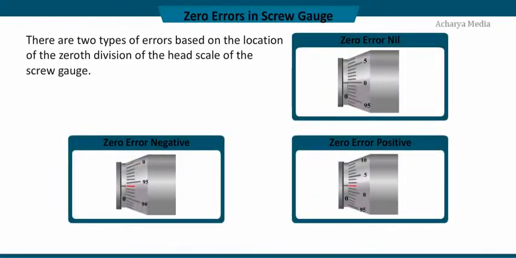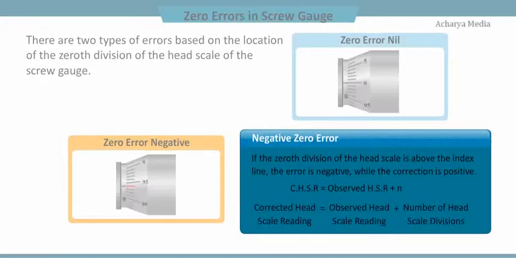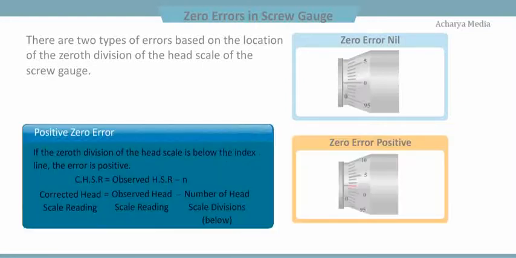They are negative zero error and positive zero error. If the 0th division of the head scale is above the index line, the error is negative. This error can be corrected by adding the number of head scale divisions that coincide with the index line to the observed head scale reading. If the 0th division of the head scale is below the index line, the error is positive. This error can be corrected by subtracting the number of head scale divisions that coincide with the index line from the observed head scale reading.